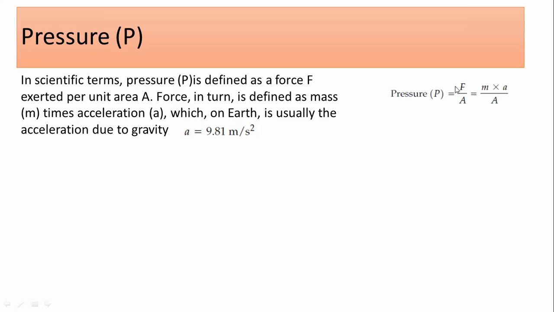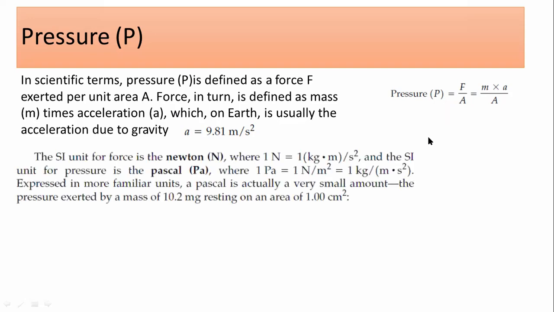It is called the pressure, and it is defined as mass times acceleration, because the force is mass times acceleration, and the acceleration is due to gravity on earth. This is a constant value of acceleration, 9.81 meters per second squared. So just remember this formula. Everything you do, you can define if you know this. You can write the definition in your own words: it is force per unit area, and the force is mass into acceleration per unit area. Now we are going to use this to calculate the pressure.